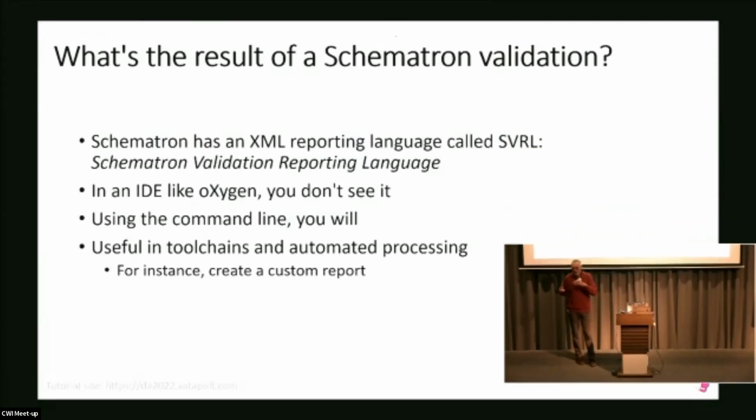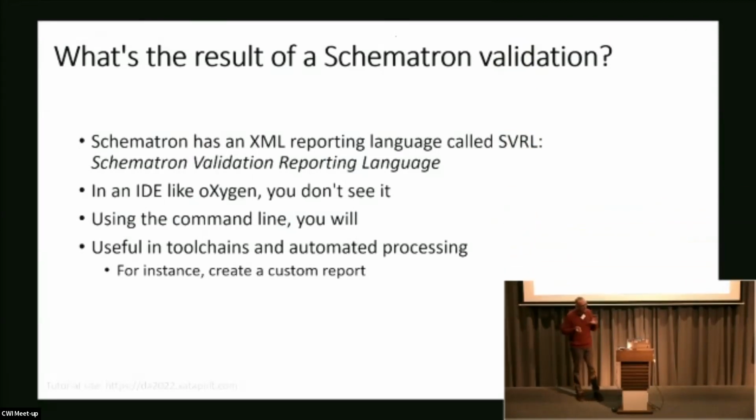Schematron has an output language called SVRL, and in Oxygen you don't see it. But I'm going to show you a bit of SVRL later. If you use the command line version, you will see the SVRL as the result of your Schematron processor. And it's very useful in tool chains, so you can create your own reports or check that, I don't know, an assert with a certain identifier has come up. Well, you can think of all kinds of scenarios where you want to actually check the result of your validation.